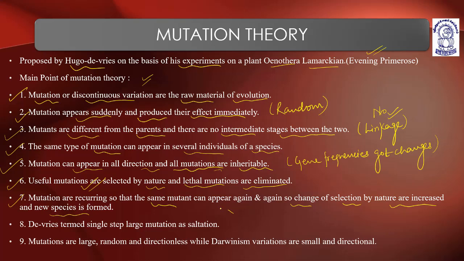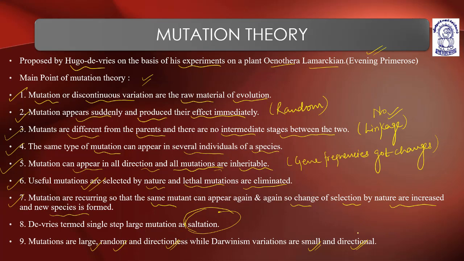Single step large mutation means which is basically involving the more population size, it is known as what? Saltation. So according to De Vries, if a single step large mutation is happening, it can lead to saltation. Mutations are large, random, and directionless, while Darwinian variations are small and directional. The difference between mutations and the Darwinian variations was that the Darwinian variations were small and directional, but the mutations are random and directionless.